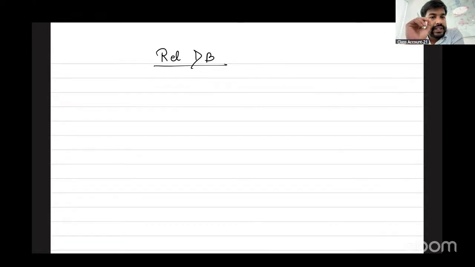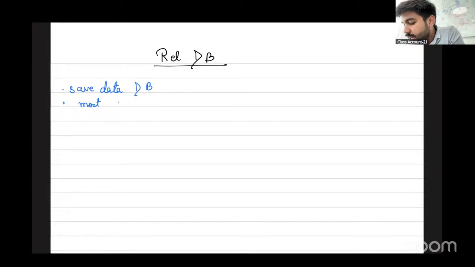So first, let's start with relational databases. Databases are the most critical component of any system. They can make or break a system. Basically, we save data in an application using databases, and it is one of the most critical parts.